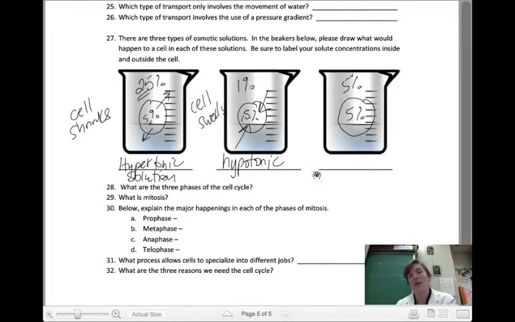Lastly, if I put my cell in a solution that is equal to it, it's called an isotonic solution, and that means that water is going to flow in and flow out pretty evenly, and the size of my cell is not going to change.